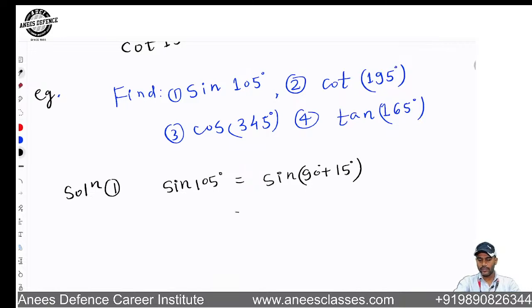So can I write sine 90 plus 15 is equal to cos 15? Yes or no? Because 90 is an odd multiple of 90 degree. So in case it is an odd multiple of 90, the trigonometric ratio will change. Sine will change into cos and cos will change into sine. Tan will change into cot and cot will change into tan. And similarly sec and cosec will change.